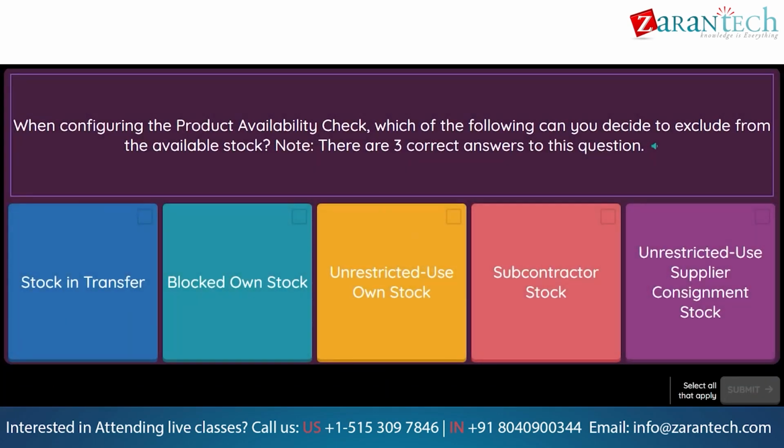Question: when configuring the product availability check, which of the following can you decide to exclude from the available stock? Note, there are 3 correct answers to this question.